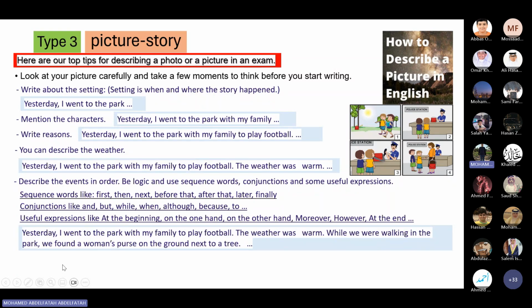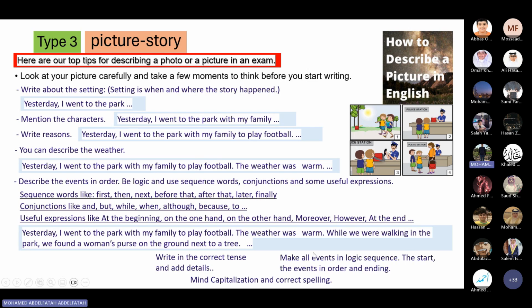For example, yesterday I went to the park with my family or with my brother or with my friend to play football. The weather was warm. While we were walking in the park, we found a woman's purse on the ground next to a tree. Here, students, look: next to a tree. You have to add details. Write in the correct tense and add details. You have to add details to your writing.